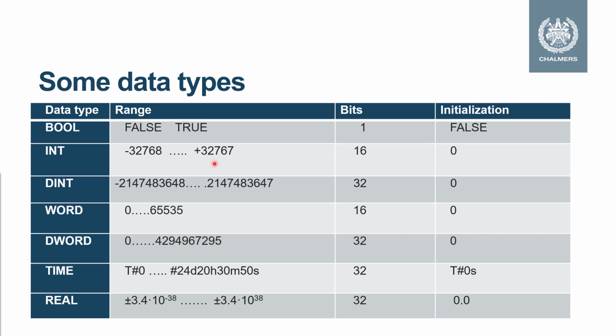If we want to have higher numbers, we can use the dint, the double int. It uses 32 bits in the memory, and we can show higher numbers. Sometimes we want to use only positive numbers, and we can use word or the variable type unsigned int. Here as well we can use more bits. The time type we have used in the timers. We can also have a real number, a decimal number, in the data type real. It uses 32 bits in the memory.